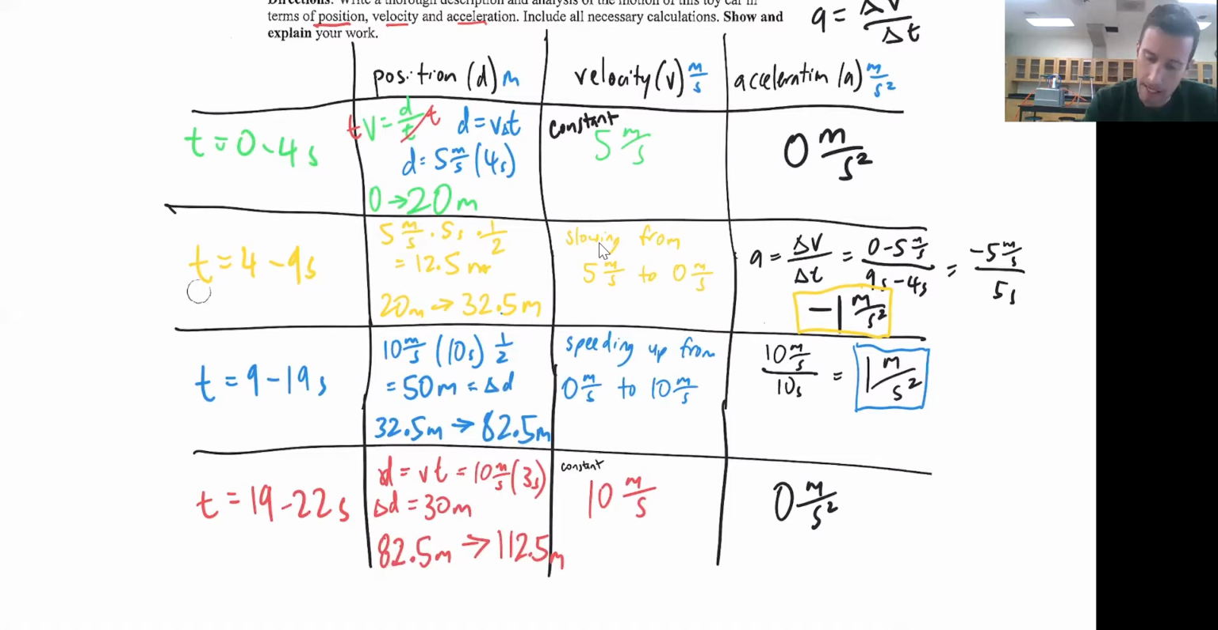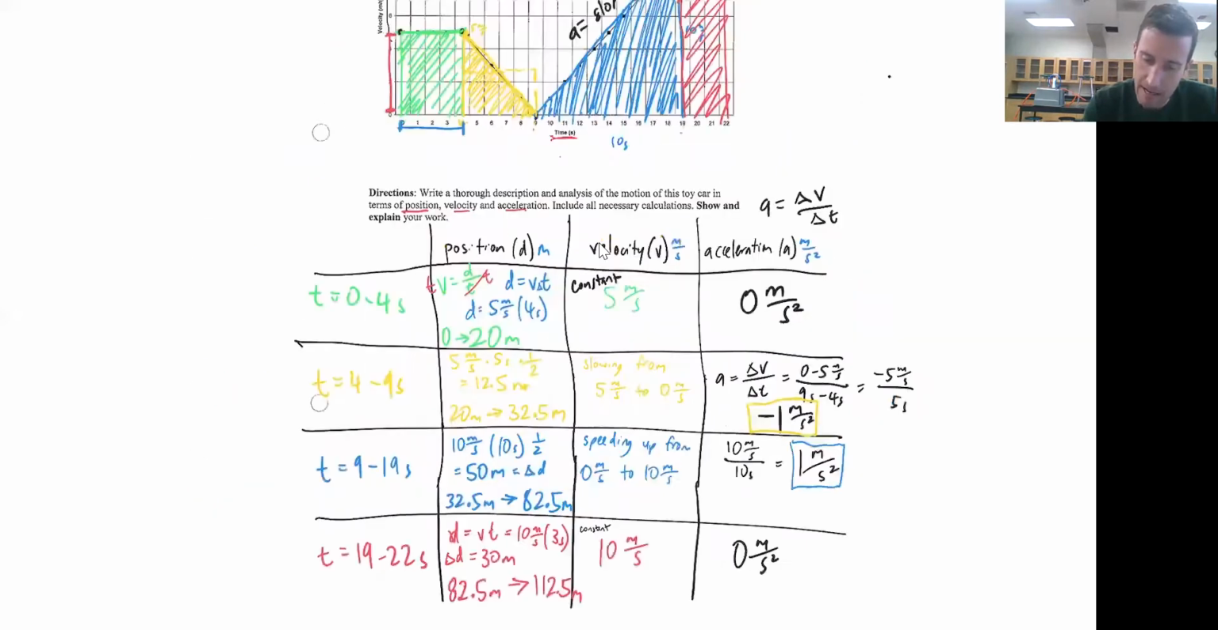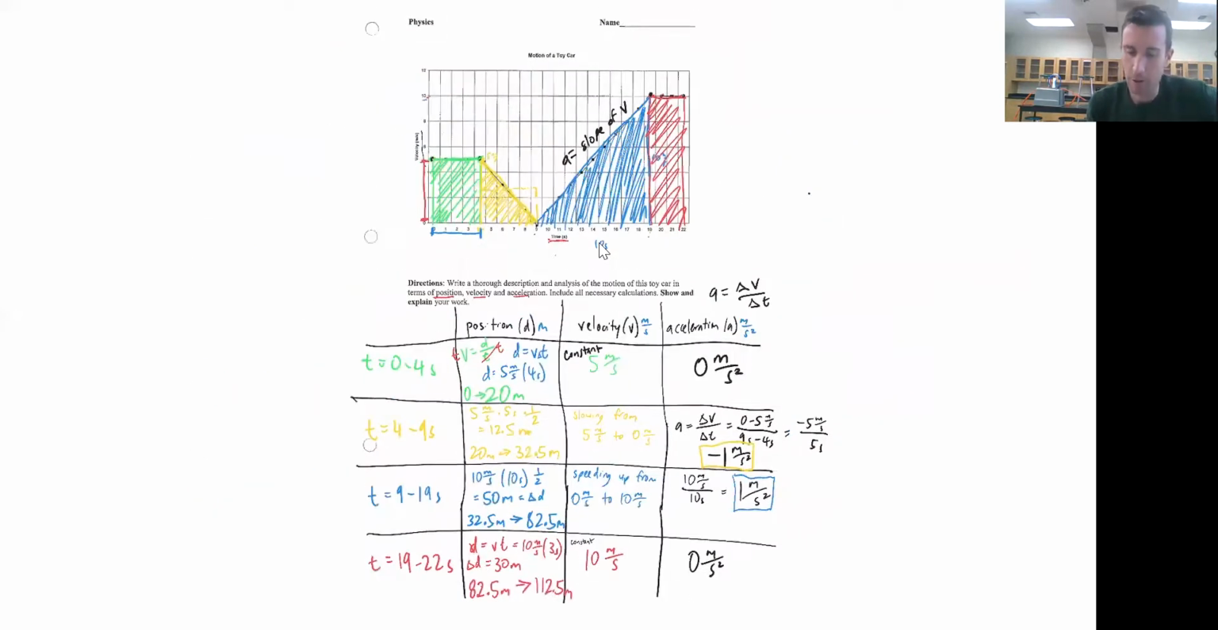All right, and just like that, I have my completed motion of a toy car. I have included all necessary calculations. I have thoroughly explained the motion in terms of position, velocity, and acceleration. Great. Good work, us.